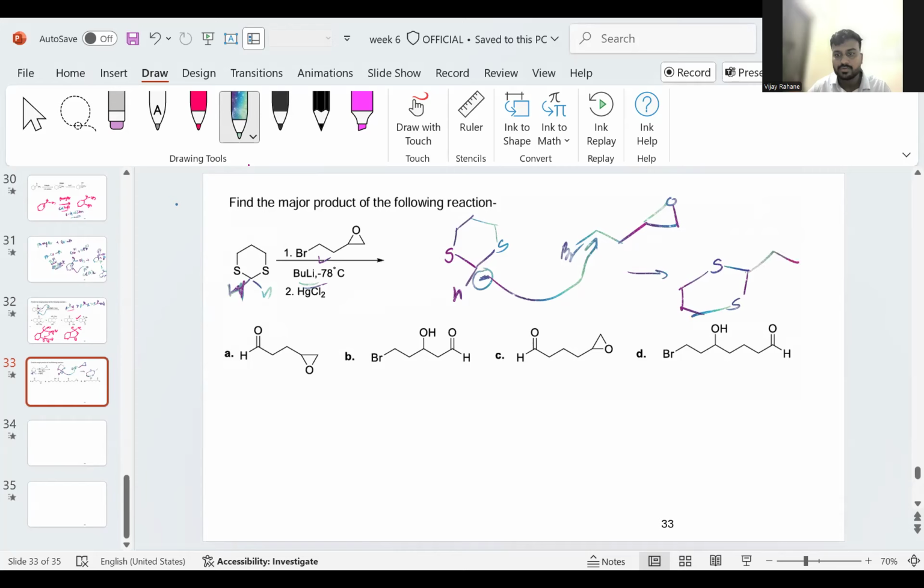Basically you get this proton, and this O as it is, right? Yeah. So this as it is, and then with HgCl2, this entire group gets eliminated and it forms the aldehyde. So it is basically deprotection.